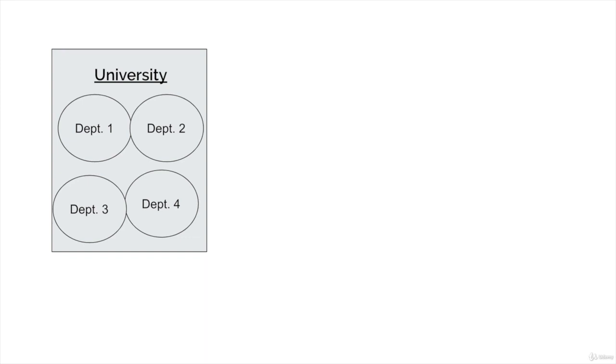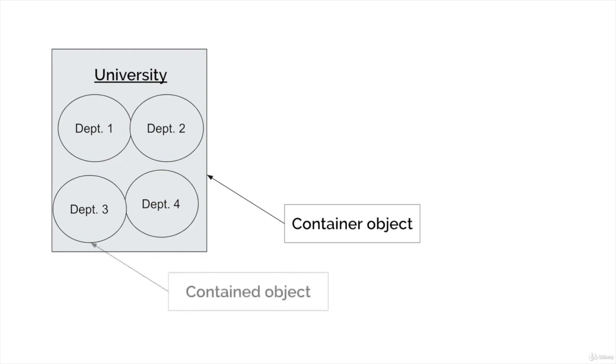So university has department 1, for example, department 2, department 3 and department 4. This university is known as container object in the object oriented world, and department is known as contained object, because university acts as a container which has departments, and department is within the university, hence it is known as contained object.